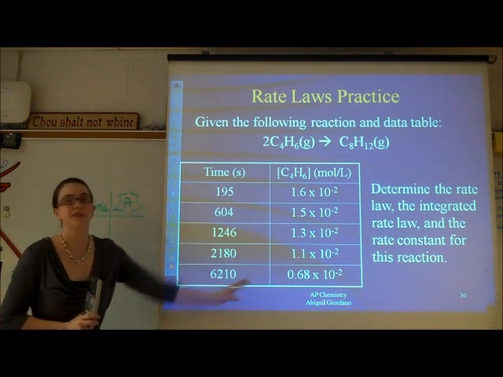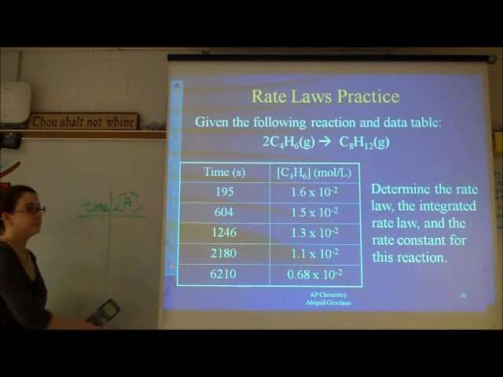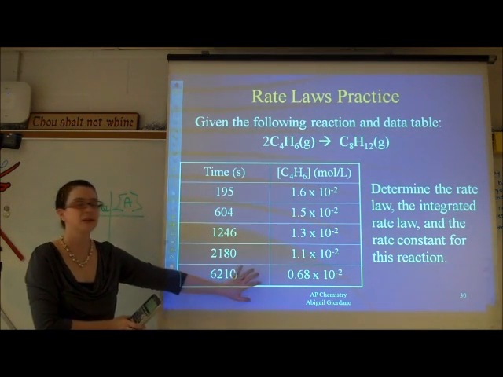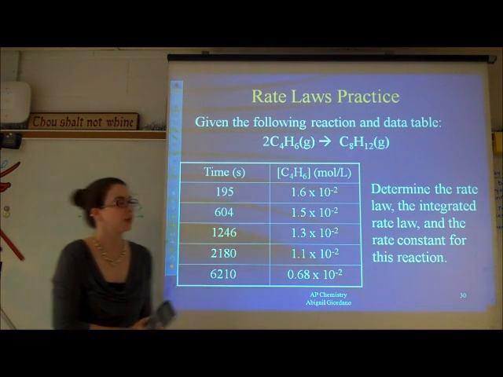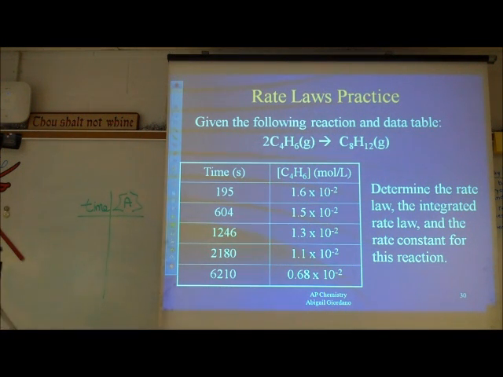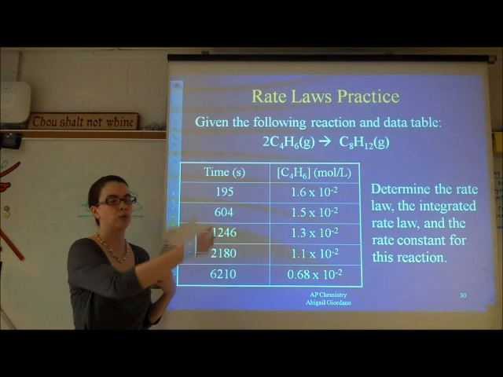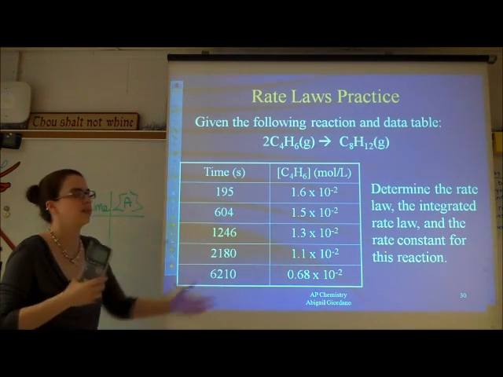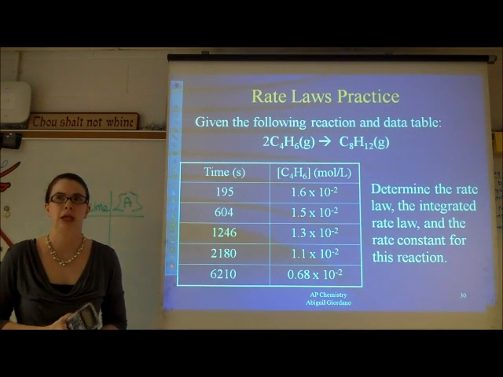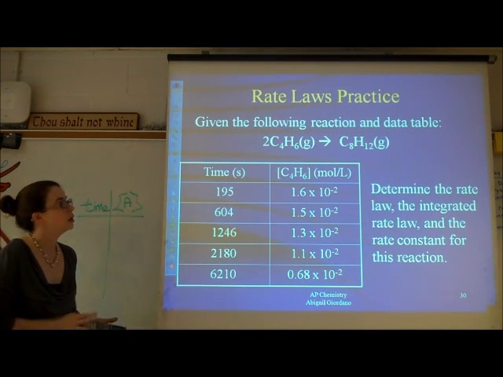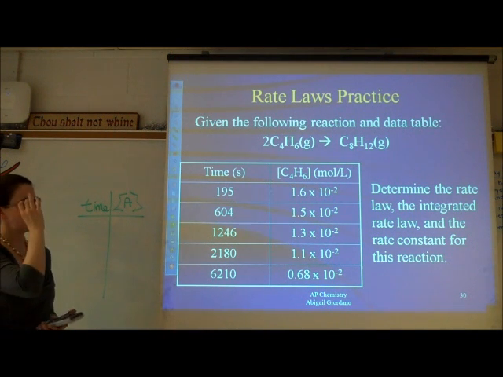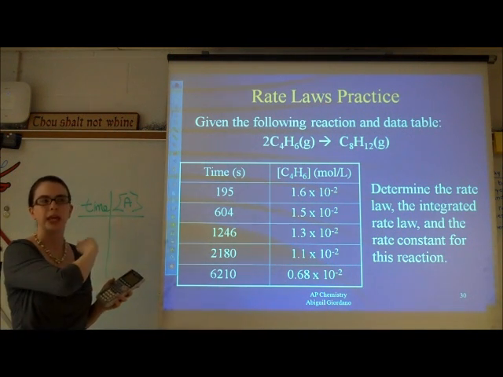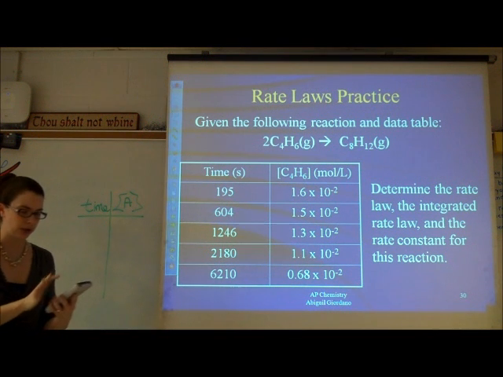We are given a table of data just like what I've been talking about: times and molarities. And the first thing the question says is, determine the rate law. That means rate equals k times the reactant to some exponent, but can you just look at this and know what the exponent should be? I can. So here's what we're going to do. We are not doing hand-drawn graphs. We're going to graph this in our calculators.